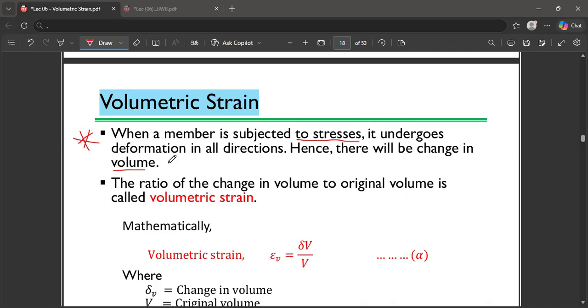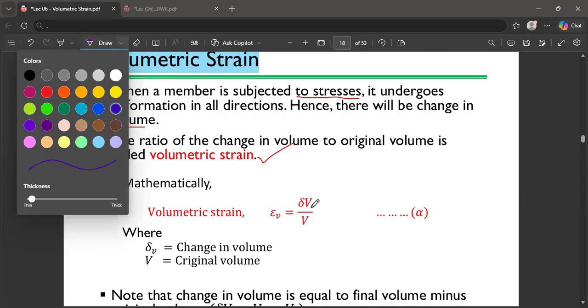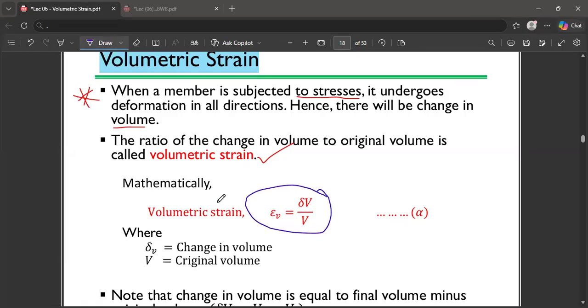Let me take it one more time. When a member is subjected to stresses, it undergoes deformation in all directions. Hence, there will be change in volume. The ratio of the change in volume to original volume is known as the volumetric strain. This is the formula for volumetric strain, denoted as the change in V over the original V.